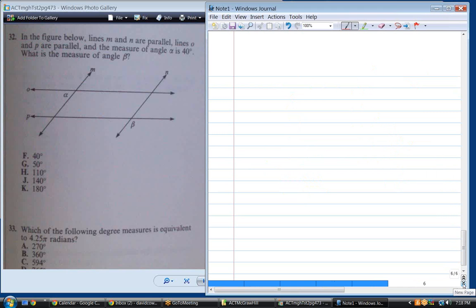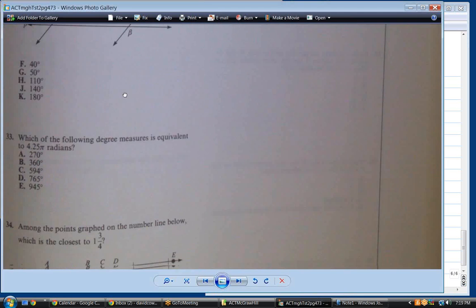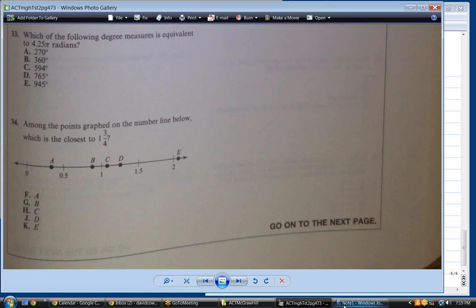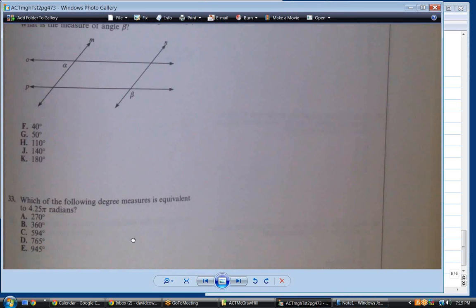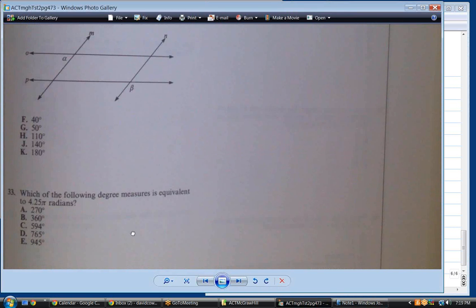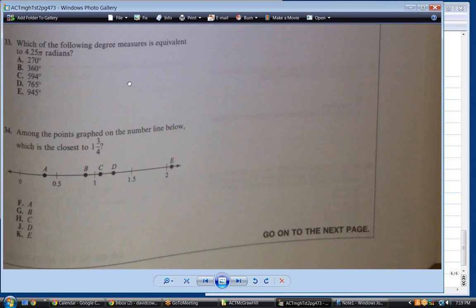M and N are parallel, and O and P are parallel. The measurement of that angle is 40. What's the measurement of this angle over here? 140. That didn't even require that the other ones be parallel, did it? Maybe it did, yeah. I guess it did.